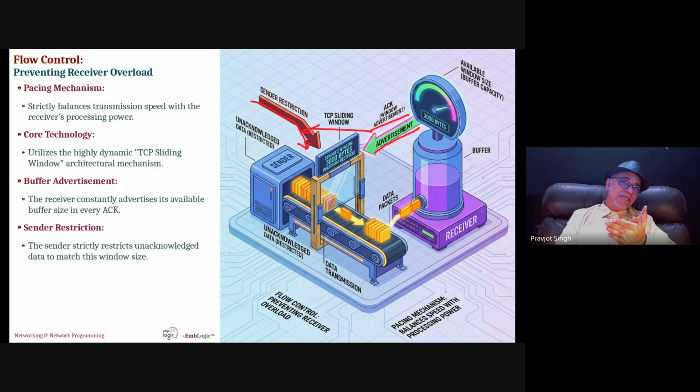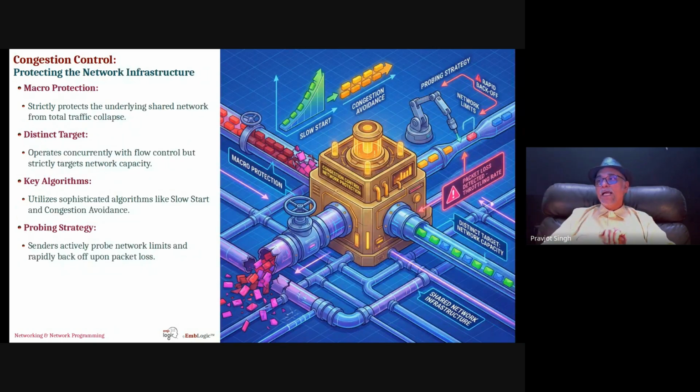Okay. And this is very efficient. So the receiver and the sender, because of sliding window protocol, are always in sync about how many I can handle, how many I am sending. That's a perfect sync between these two. Now another thing is congestion control.